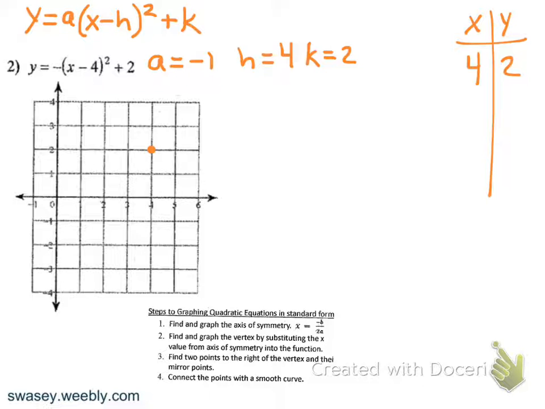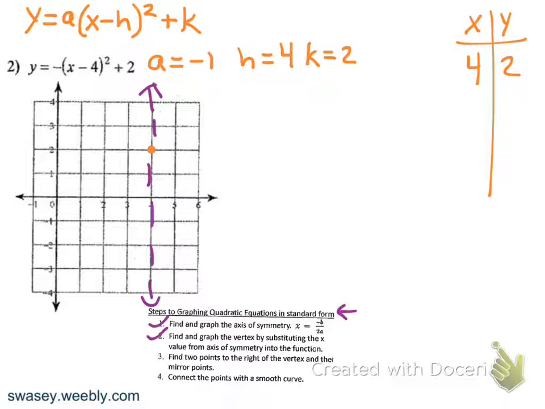The axis of symmetry always goes through the vertex. So when we're graphing in vertex form, we're able to spot the vertex right away and then graph the axis of symmetry, which is the vertical line going through it. So we have already completed the first two steps of when we do it in standard form. So vertex form, a little bit different.